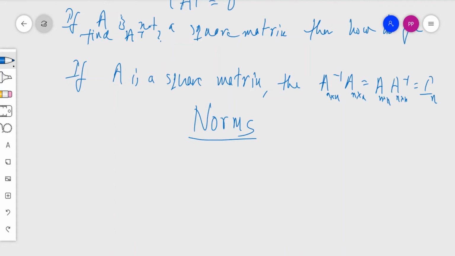Suppose we need to measure the size of a vector or a function or a matrix, then we need to find a single equivalent number. If we can define a single non-negative real number, then this number is possibly a candidate to be a norm. I'm repeating, if we can define a single non-negative real number, say for a vector, matrix or a function, then this single non-negative real number is possibly a candidate to be a norm.